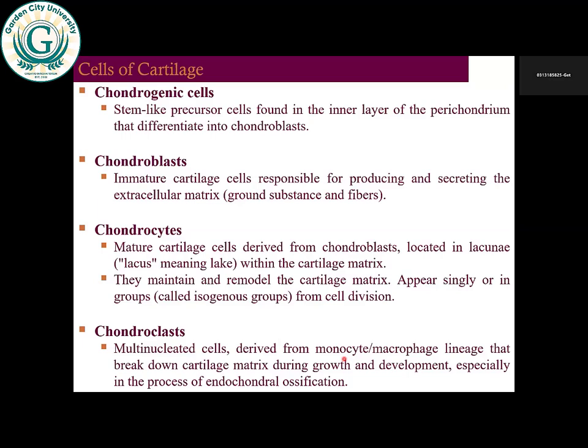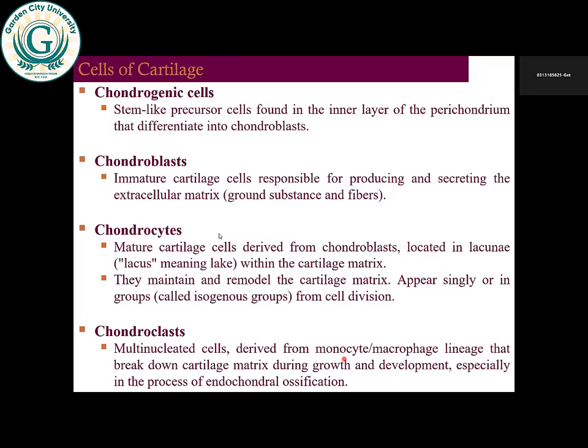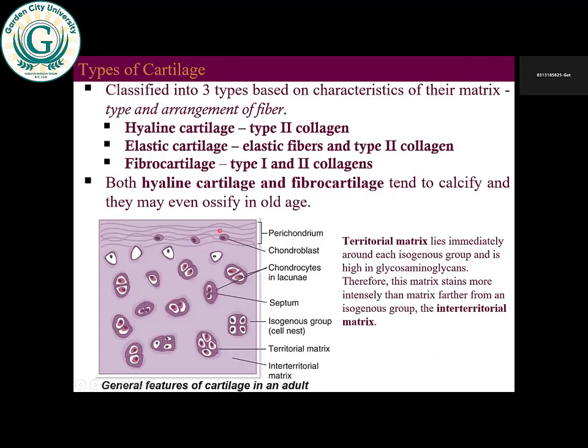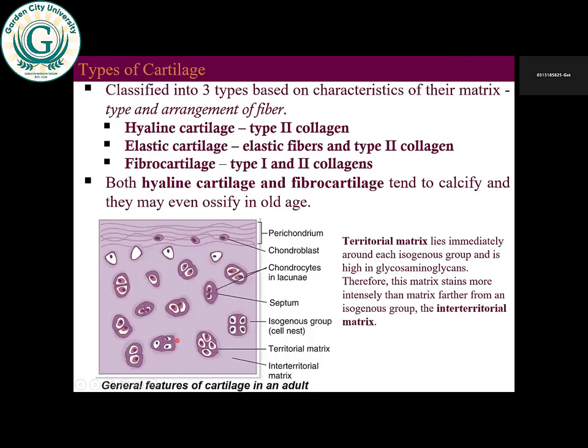So there are some stem cells. If you look at here, there are stem cells that are in the perichondrium. These stem cells give rise to chondroblasts. These chondroblasts are the ones that will secrete the fibers and the ground substance. Then the chondroblasts are immature. When they become mature, we call them chondrocytes. Then the cartilage will have to be broken down. So there's what we call chondroclasts. So they break them down. You appreciate this point very well.